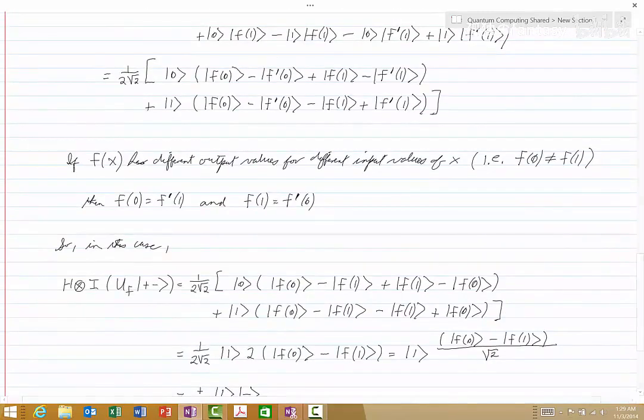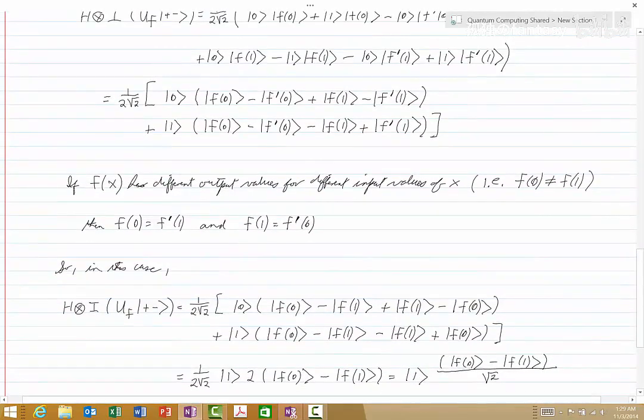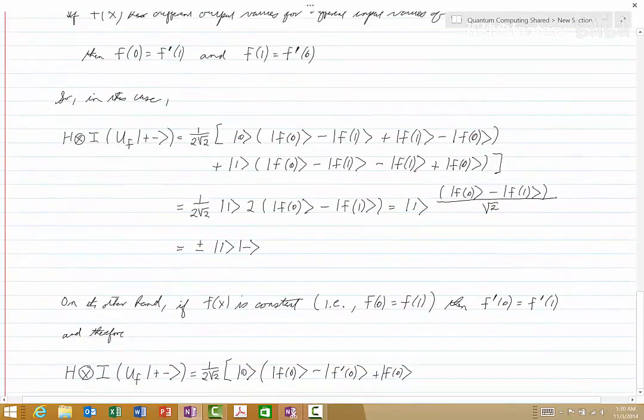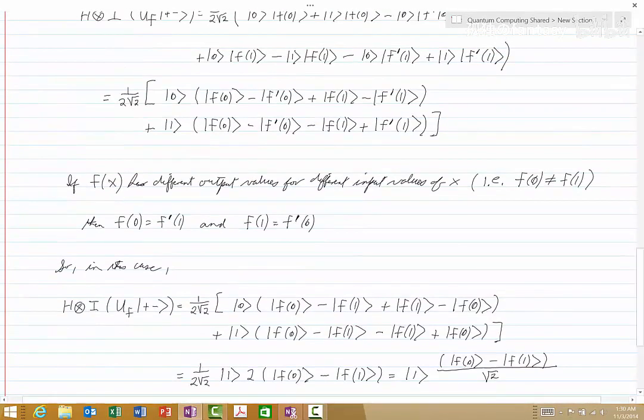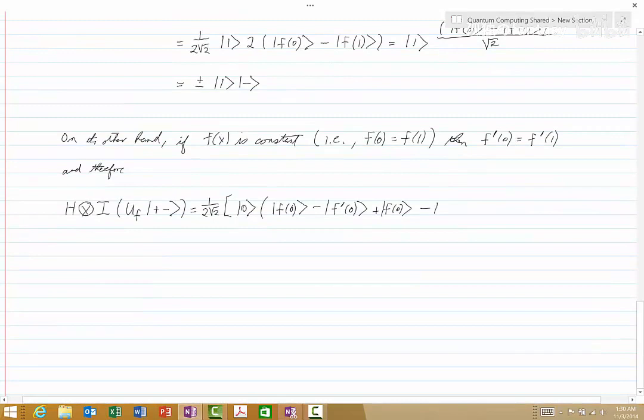And now we have f of 0, okay, we'll have f of 0 minus f prime of 0, f of 0 minus f prime of 0, and then plus f of 1, but f of 1 is the same thing as f of 0, so plus f of 0, and then minus f prime of 1, but f prime of 1 is the same thing as f prime of 0, so minus f prime of 0.